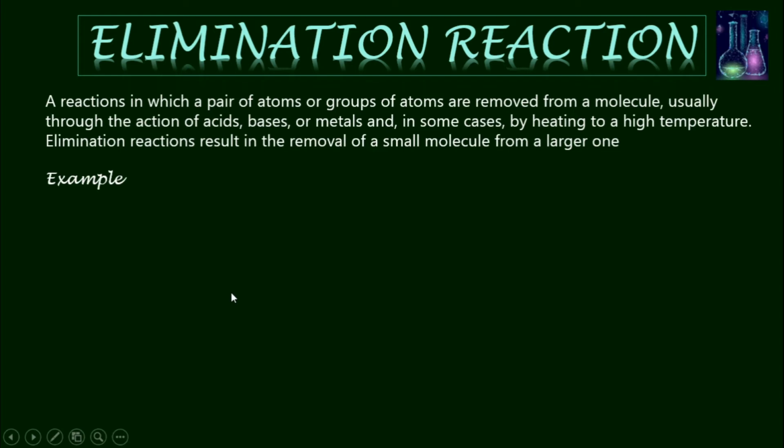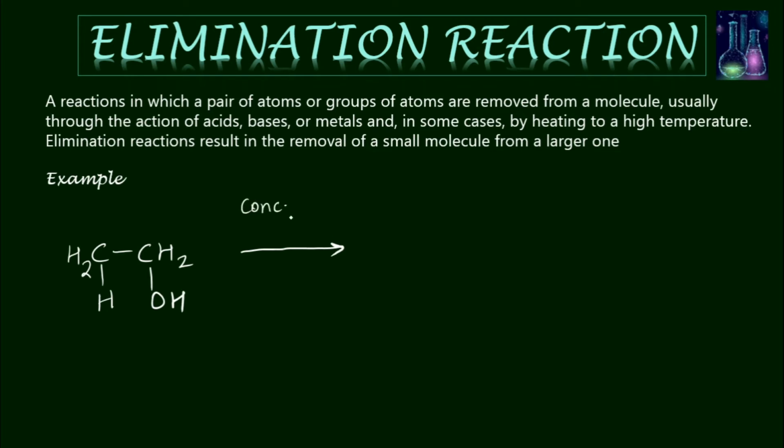Let's see an example. Ethanol. I am writing it a little differently so that you understand what is basically happening in the reaction. So this is ethanol, 2 carbons with an OH group. This on heating with a strong dehydrating agent like concentrated H2SO4 results in loss of a water molecule. So here there is a loss of a water molecule. I am not showing the mechanism, I am just writing a general reaction. This results in formation of a carbon-carbon double bond.